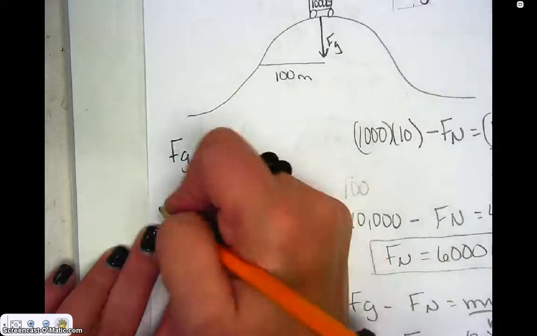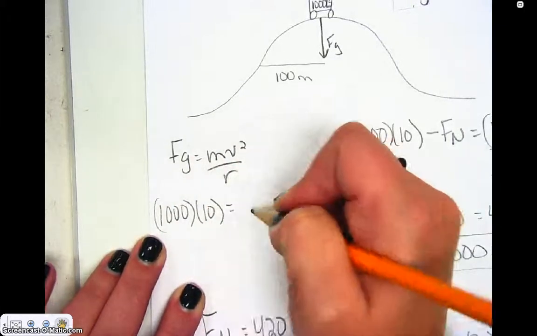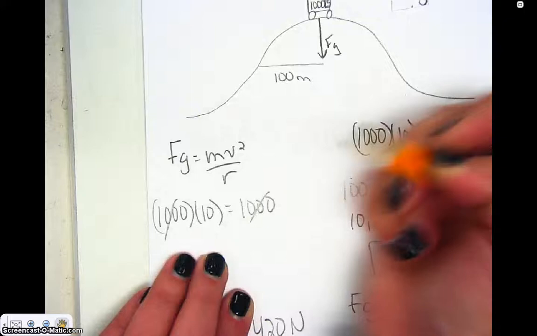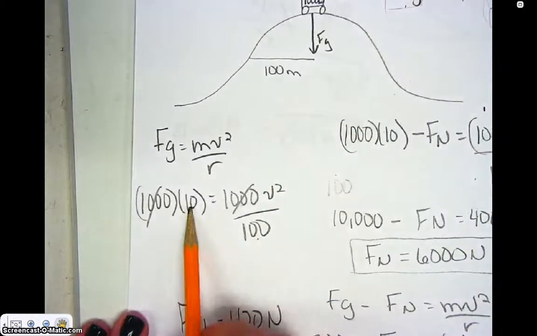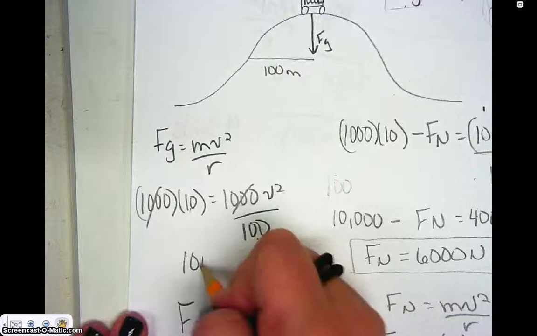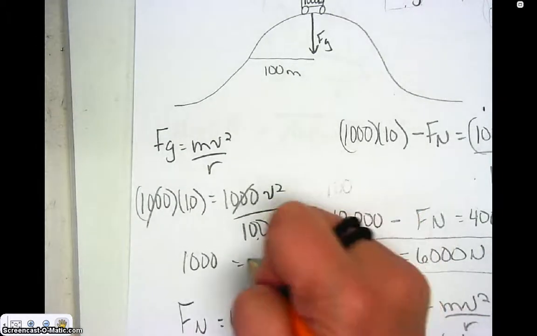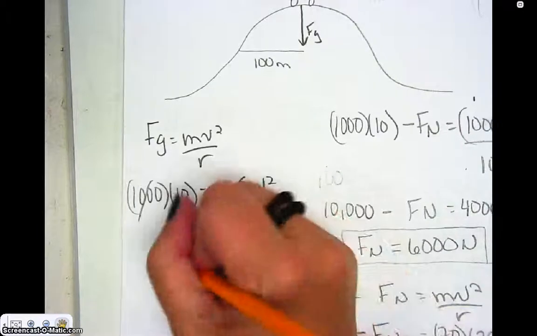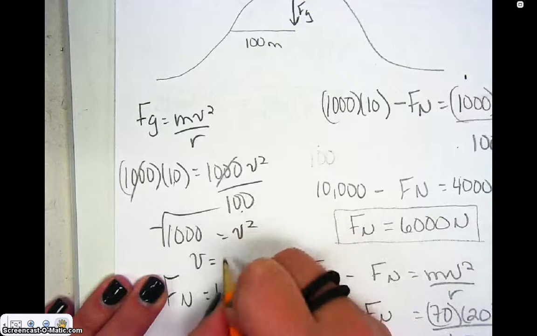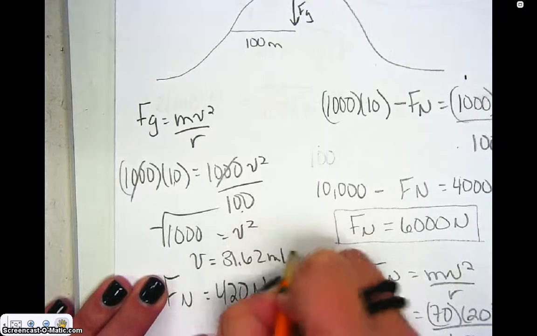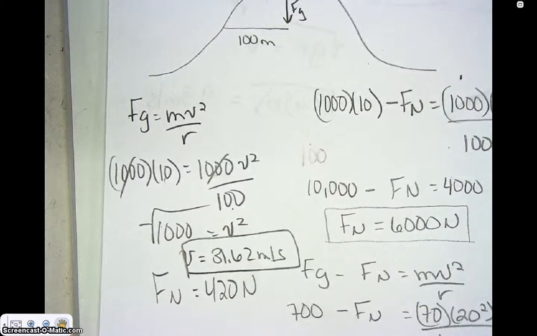Fg is mg, so you'd have 1,000 times 10 equals 1,000 times v squared over 100, so our masses actually cancel. So 100 times 10 is 1,000 equals v squared. Then we take the square root of that, and I get that the velocity would have to be about 31.62 meters per second for you to feel absolutely weightless, or to feel like the normal force was 0.